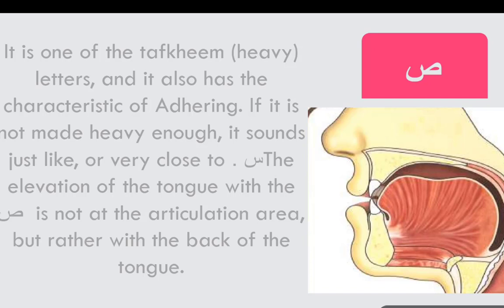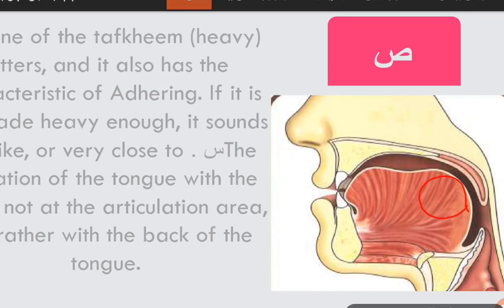So we have to do three things to make Sad properly. Number one, elevate the back part of the tongue. Number two, let the sound be inside. Don't push the sound outside. Number three, let the sound be directed towards the roof of the gums, and held or imprisoned between the roof of the gums and the soft palate of the mouth. Okay, like this.